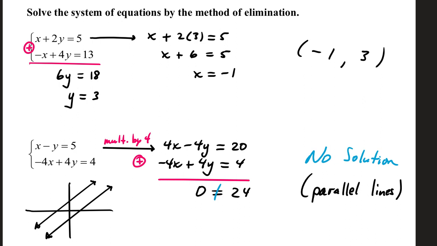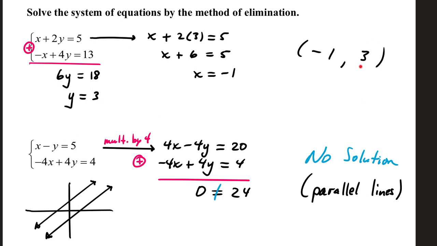Elimination is nice, especially if your system has opposites. And what I mean by that is, if you look in this first system, we have an x and a negative x. Those are opposites. If your system has opposites, then you can directly add those equations to one another, combining like terms. So x plus negative x is 0, 2y plus 4y equals 6y, and 5 plus 13 is 18. And that tells us y has to be 3.